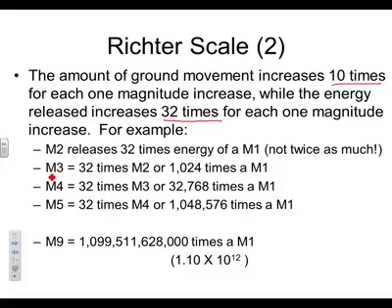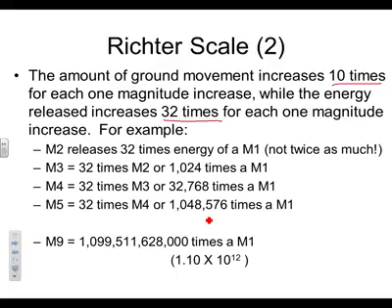A magnitude 3 is not 3 times as much. It's 1,024 times as much as a magnitude 1. A magnitude 4 is not 4 times as much. It's 32,768 times the magnitude 1. Magnitude 5 is not 5 times as much. It's 1,000,000 times stronger. So it increases very quickly.